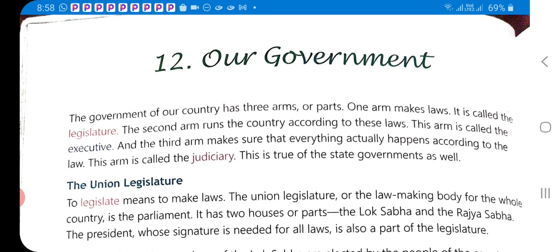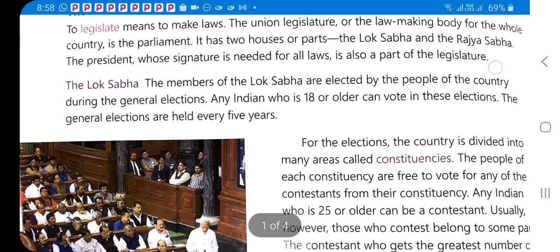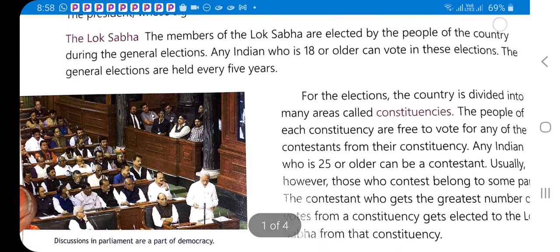And president is also included in legislature because the laws made by the parliament, when they are signed by president, then only any bill or draft becomes a law. So president whose signature is needed for all laws is also a part of the legislature. So first we will read about the first house of the parliament, the Lok Sabha.